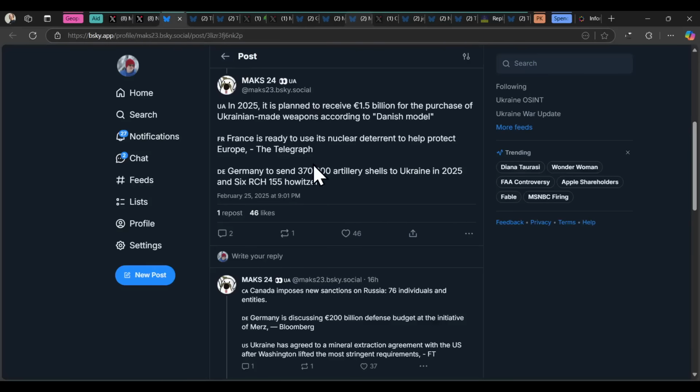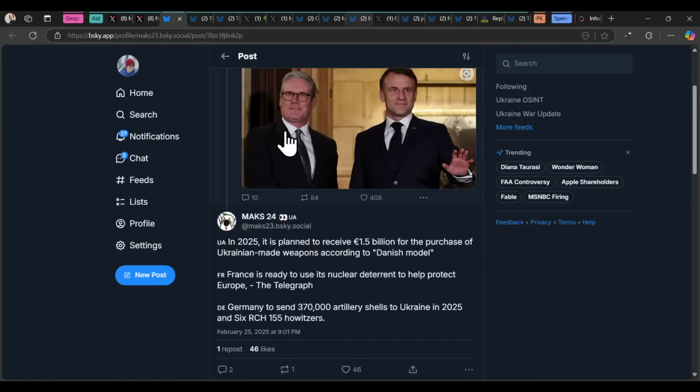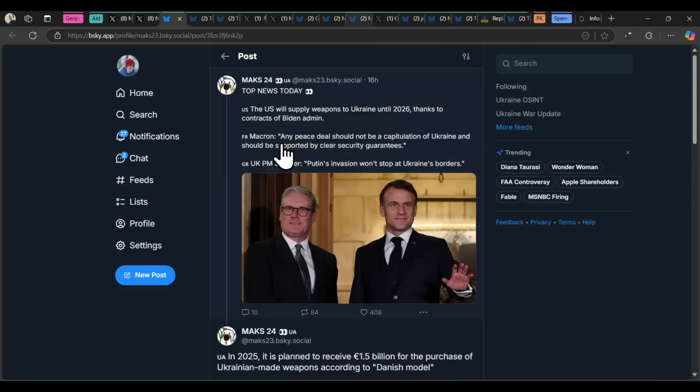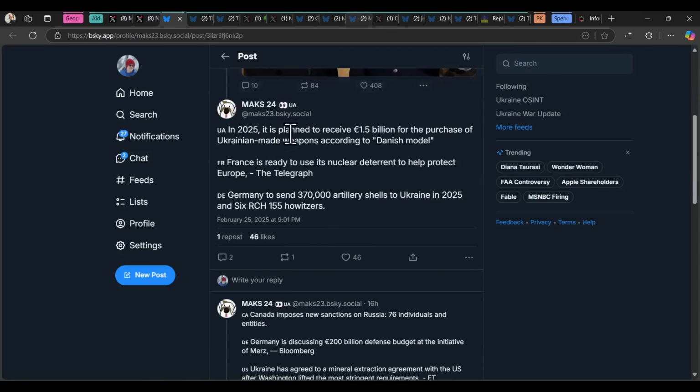And we also have Max24 giving all sorts of summaries from yesterday, saying in 2025 it's planned that Ukraine will receive 1.5 billion euros, and I guess that's from a number of different nations, for the purchase of Ukrainian-made weapons according to the Danish model, which is investing in Ukraine, getting them to spend money on their own equipment, generally speaking, and that's seen as a Danish model.